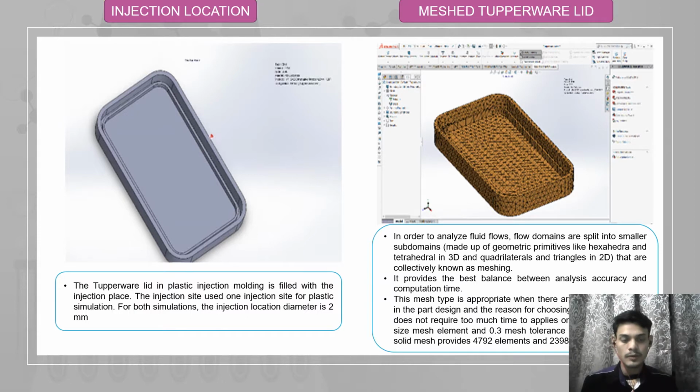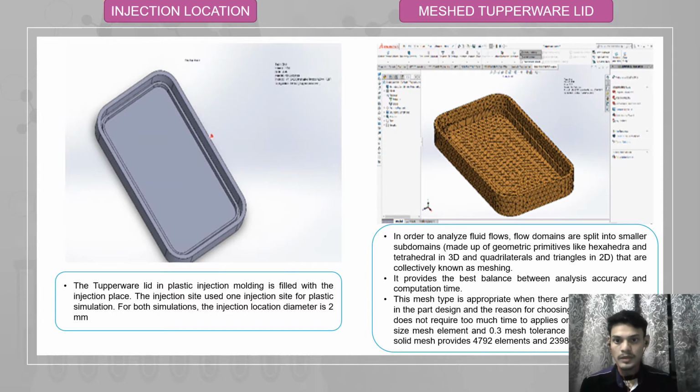For the next slide, which is injection location and mesh of the Tupperware lid. For the injection location, the Tupperware lid in plastic injection molding is filled with the injection place. The injection site uses one injection site for plastic simulation. For both simulations, the injection location diameter is 2 millimeters.